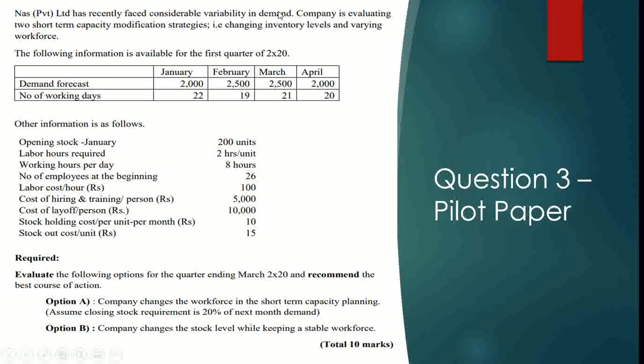So there's a variability in demand. So it is short-term demand fluctuation. So obviously the company is going to take a short-term capacity modifying strategy. It is not a long-term scenario, right? Changing inventory levels and varying their workforce. So they are going to change their inventory levels and they are going to change their workforce level. So those are the two possible strategies that they can follow, right?